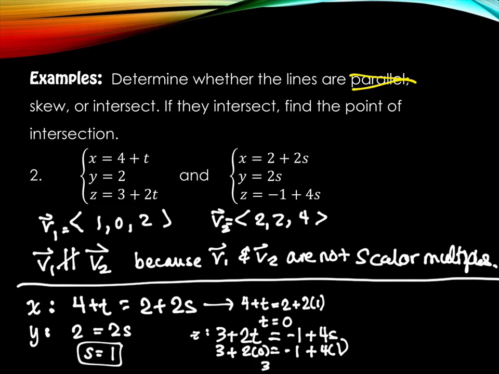So this worked, correct? At the s value of 1 and a t value of 0, the ordered triples for x, y, z match, right? So what does that mean? It means they intersect, right? They're going to intersect, specifically at an s value of 1 and a t value of 0. So these are going to intersect, and we'll write that description down over here.